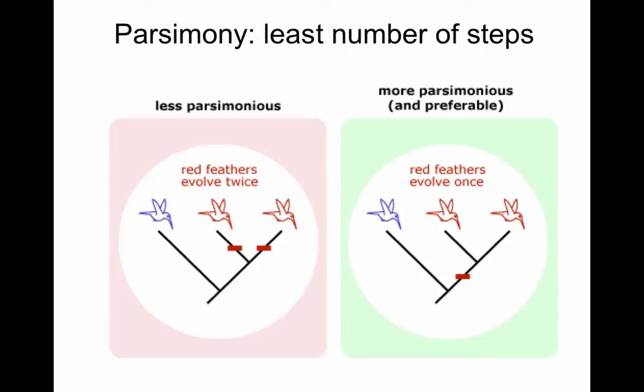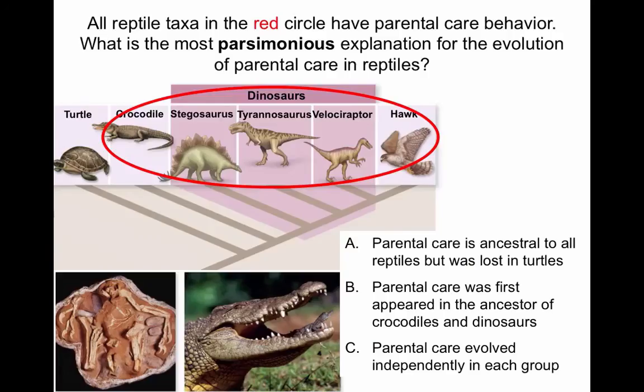This means we're expecting it to have happened twice, which is less likely than if it only happened once. So if we say blue is the ancestor, and then the ancestor of these 2 species already had red feathers, so that these 2 species inherited from the same ancestor. In this case, the evolution of red feathers only had to happen once, right here, and these 2 species inherited from that common ancestor. Let's test our understanding with this exercise.